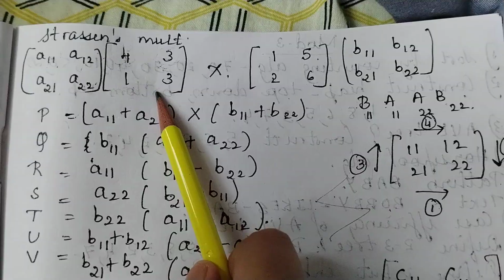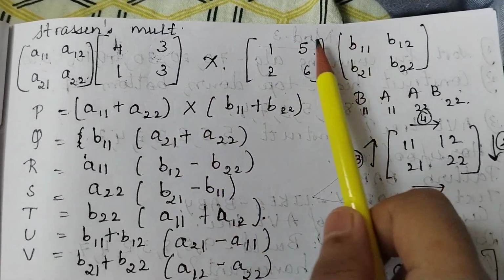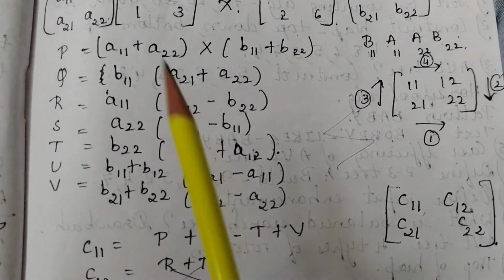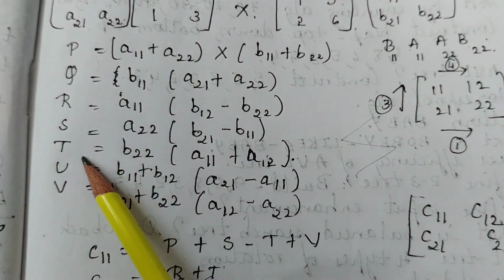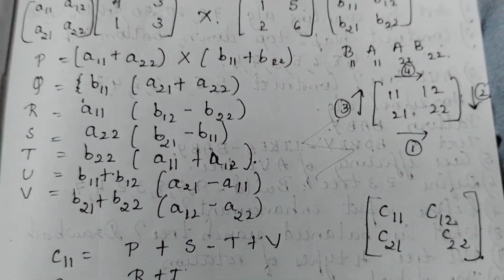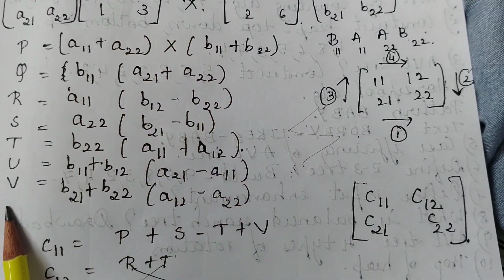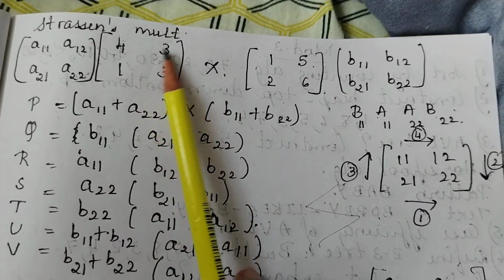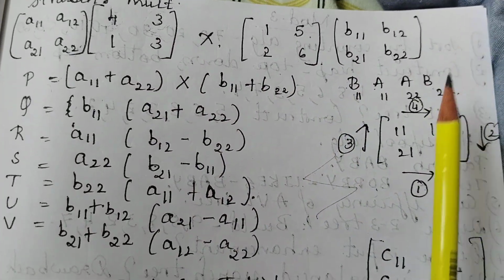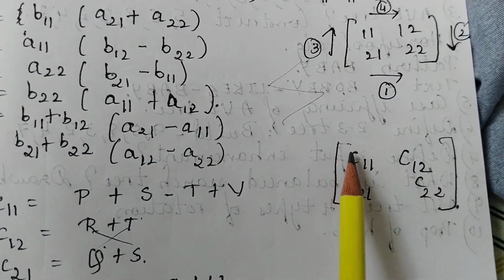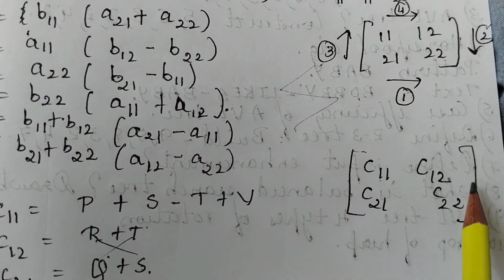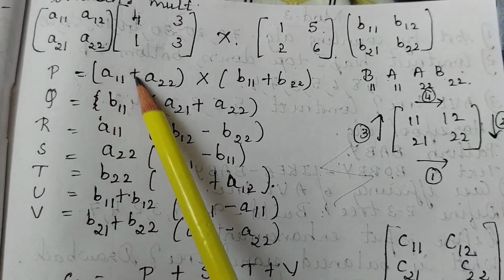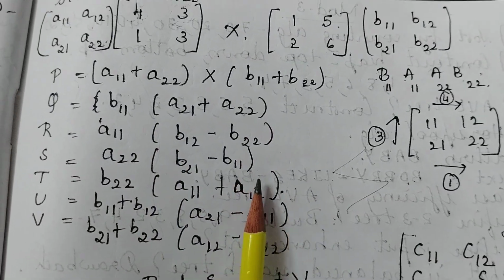So if these two are the matrices that we will be multiplying, let us give them names. Now to remember all these formulas, you just have to write P, Q, R, S, T, U, V. Now let us understand how these things are written through the trick. Before that, when we multiply these two matrices, we will get one more matrix as the answer, right? That matrix we will represent as C11, C12, C21 and C22. Now we will understand how these formulas are written.